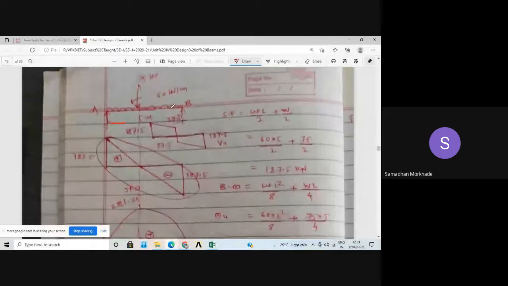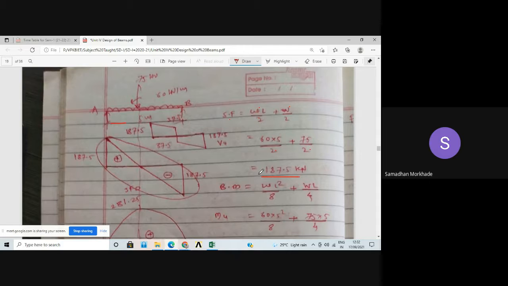So shear force for UDL is WL by 2, and for point load it is W by 2. So WL by 2, that is 60 into 5 divided by 2, and for point load it is W by 2, means 75 by 2. So you have got the value of 187.5 kilonewton for the shear force.